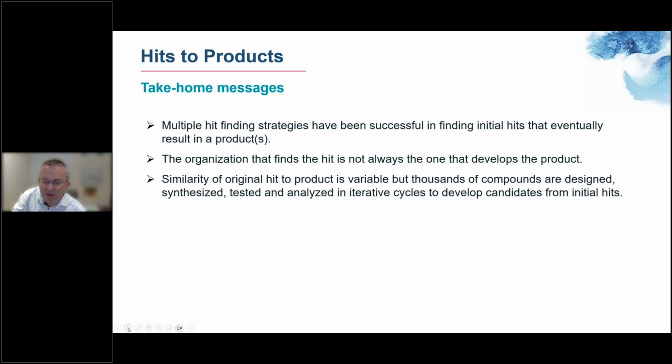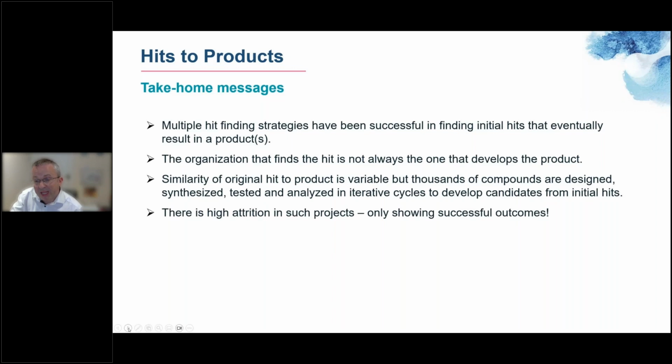The similarity of the original hit to the product can be variable, but I'd say one thing that is very constant is that each of these projects has involved the design, synthesis, test, and analysis of thousands, at least, of compounds between that hit or lead and then the products, okay? And this is usually building iterative cycles of research knowledge as these projects have developed through their life cycle. I must say there's high attrition in projects, and I've only shown some successful outcomes here.